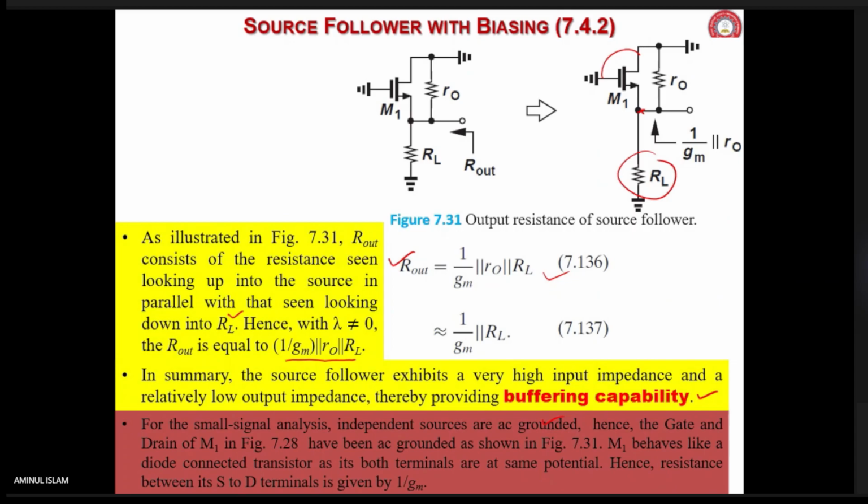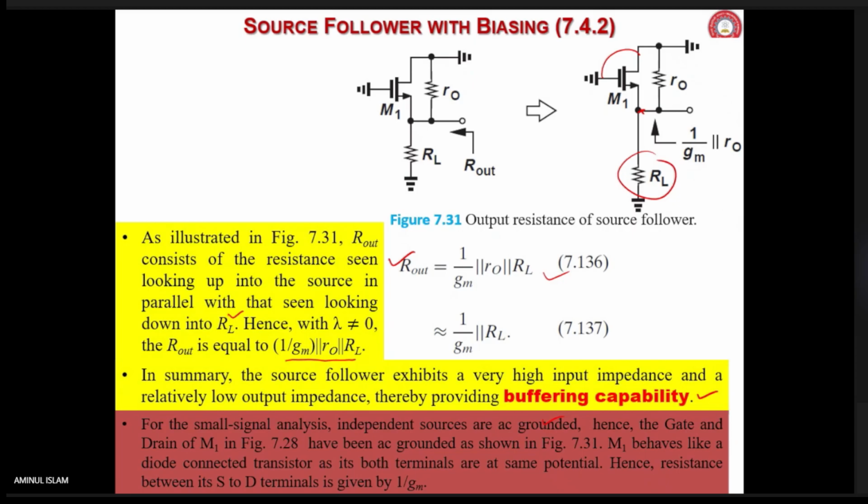Okay, but anything else you can think of? Sir, it can act as an impedance matching circuit. Yeah, good. Impedance matching without power loss. Very good. So I think I should not expand.